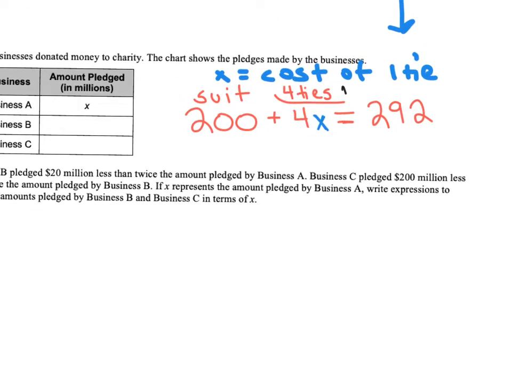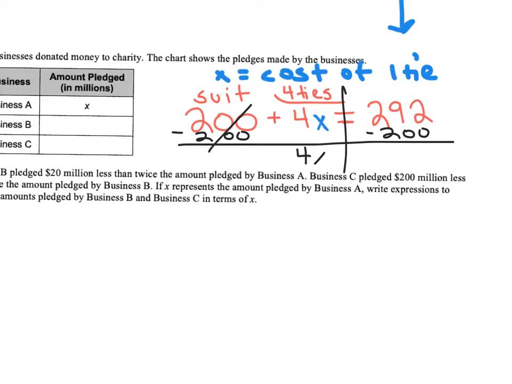So now let's solve this to figure out the total amount. So I'm going to subtract the suit's cost from my total amount. And to do that, I have to subtract 200 from each side. So now the 4 ties cost $92 when you subtract away the suit cost. Now, my last step is I need to figure out how much does each tie cost if I have 4. So the way I'll undo that is I'll divide each side by 4.